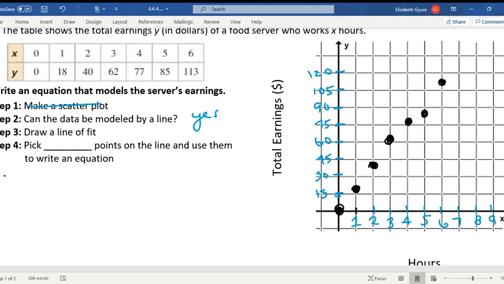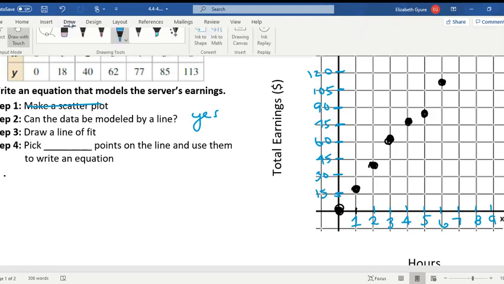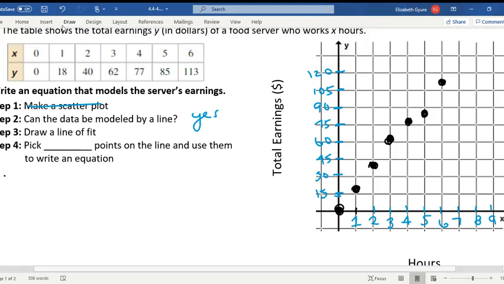Yeah, draw a line of fit. So here's what we're going to do. When you draw a line of fit or a line of best fit, we are going to do our best. This is when you need to grab your handy dandy ruler, and you are going to draw a line that goes through this. Now, it's important that I draw a reasonable line.